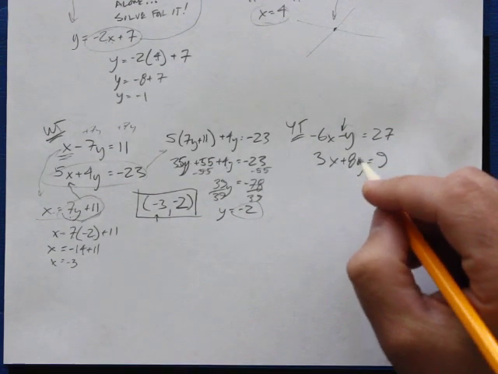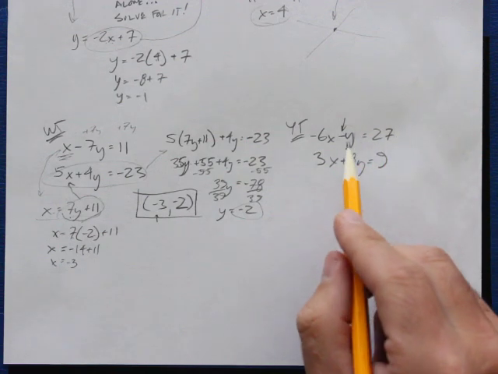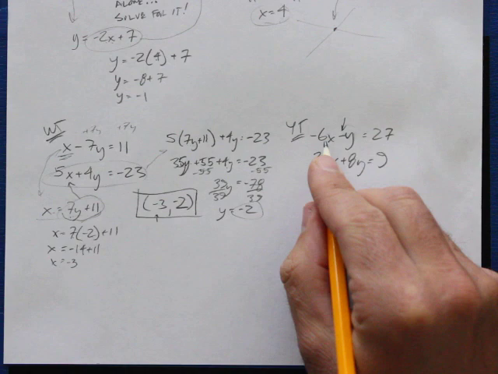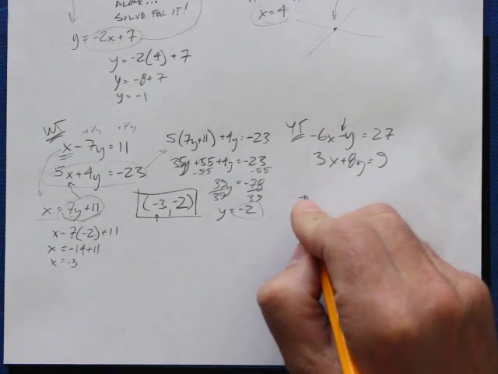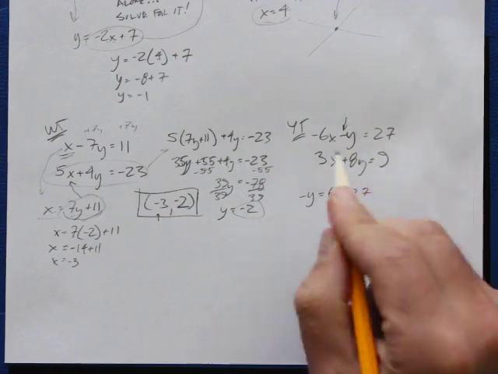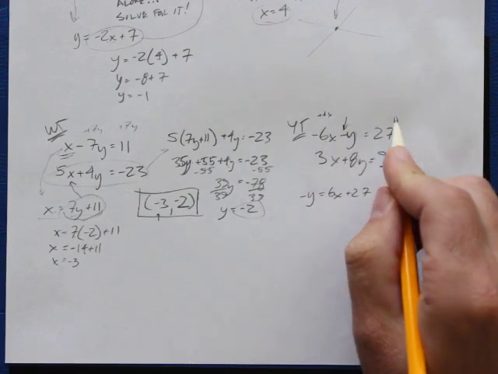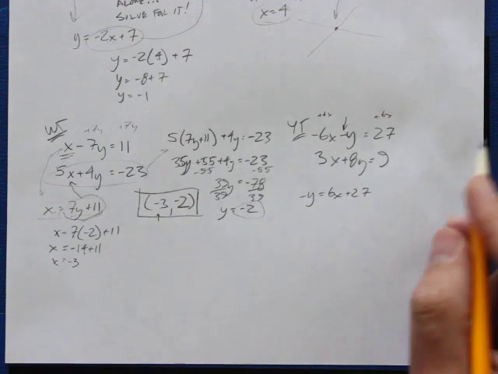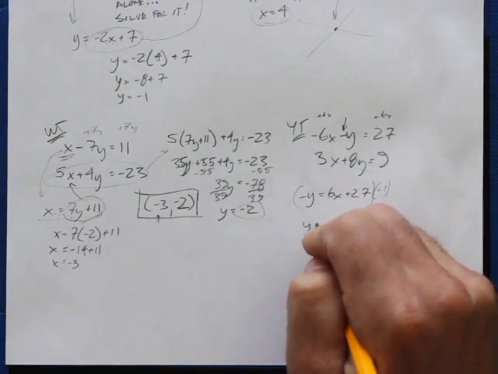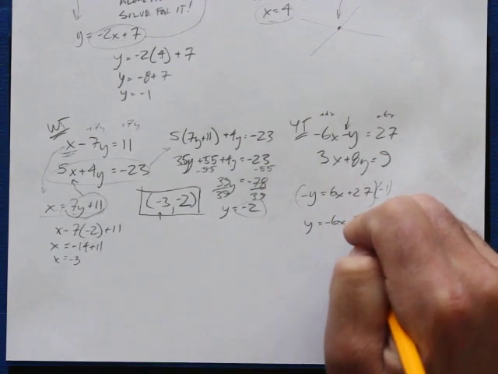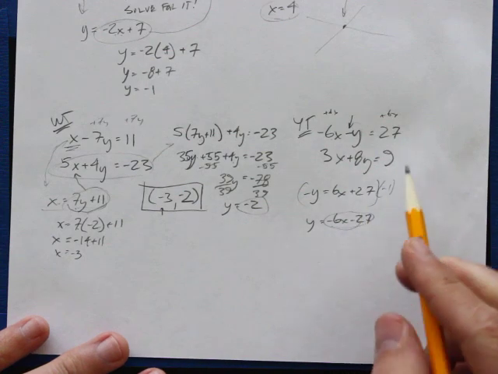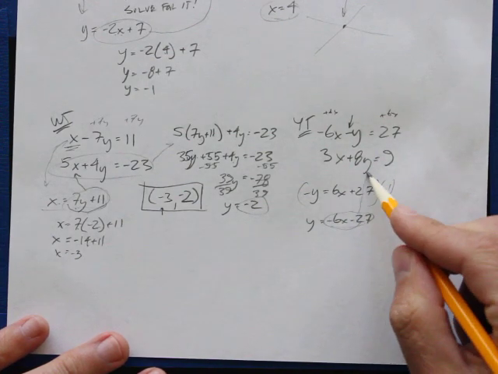All right, let's check it out, see how you did. So I'm going to solve for y here, because that's what I want to substitute. And so I'm going to add 6x to both sides. I've got negative y equals positive 6x plus 27, because I added 6x to both sides. Now I need to multiply everything by -1. So I get y equals negative 6x minus 27. And so now I'm ready to take this and plug it in for my y value in the other equation.